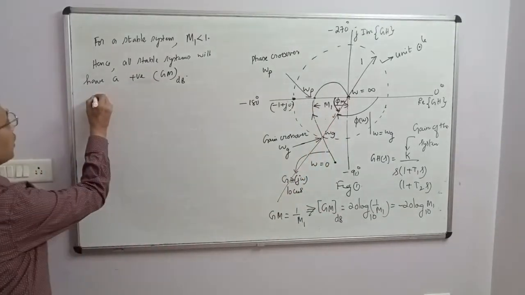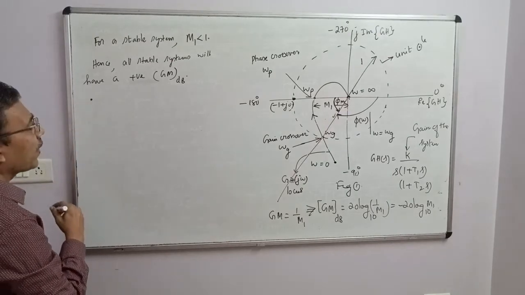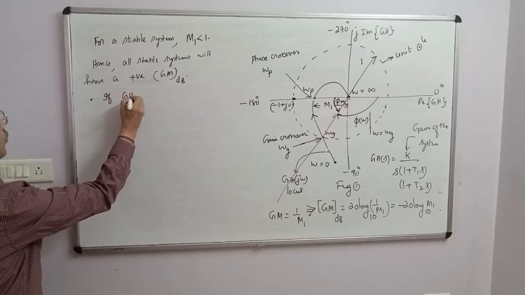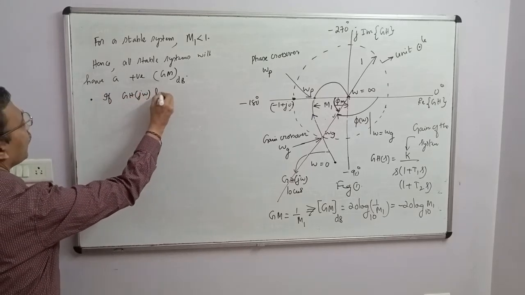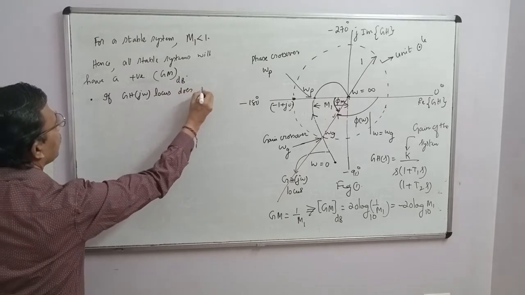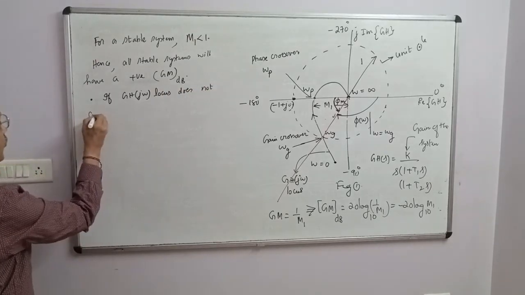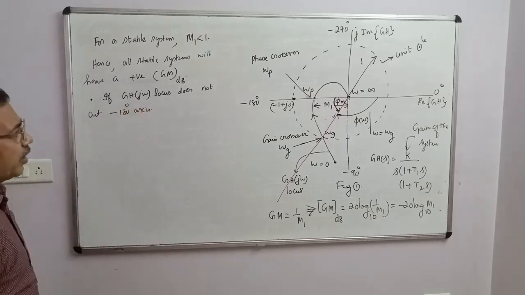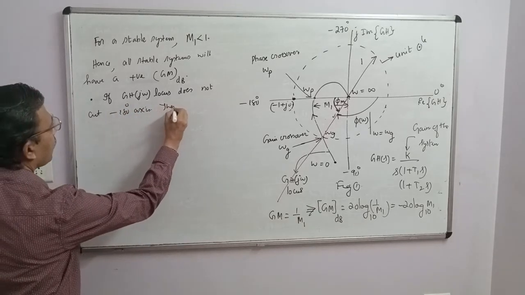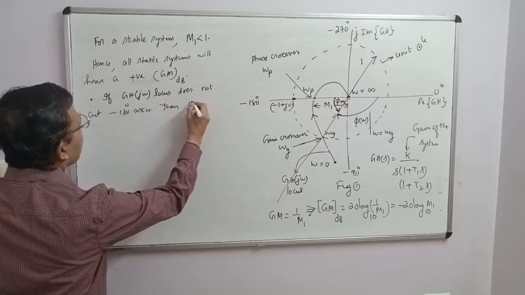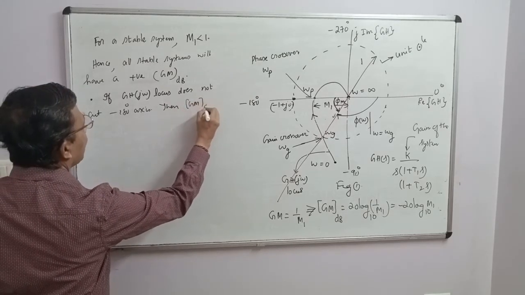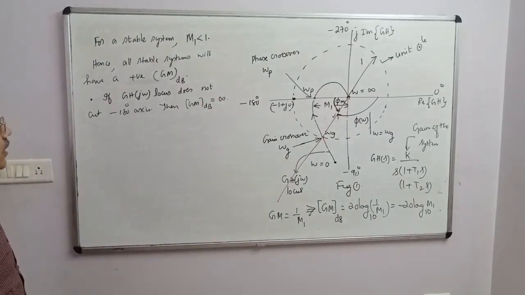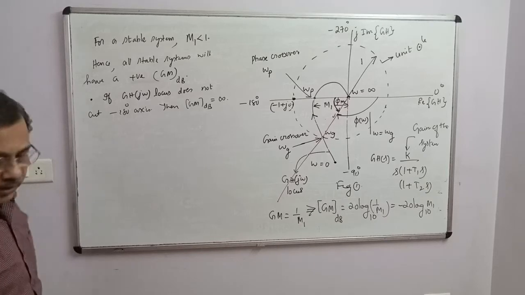Important points. If the GH of j omega locus does not cut the minus 180 degree axis, then the gain margin in decibels is equal to infinity.